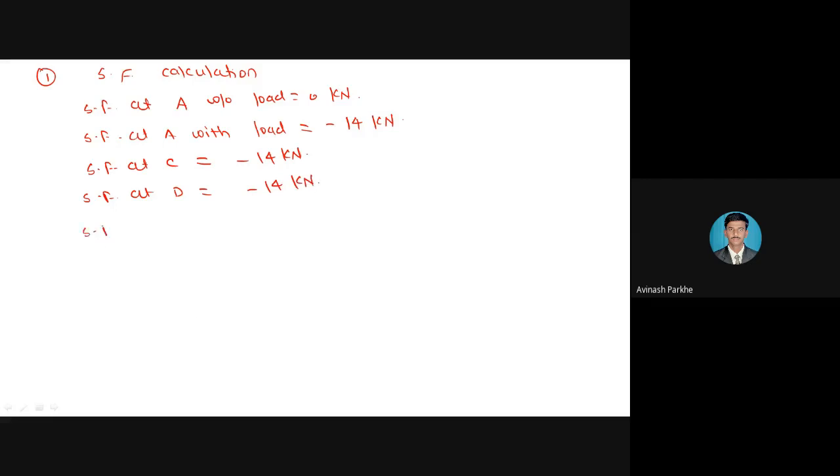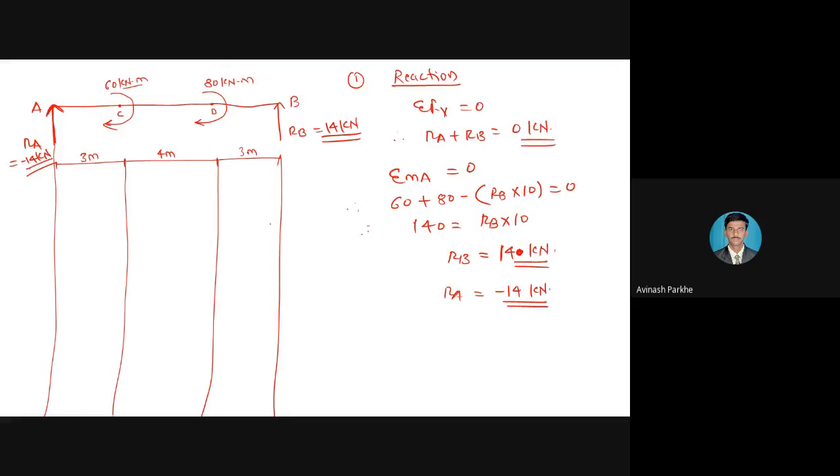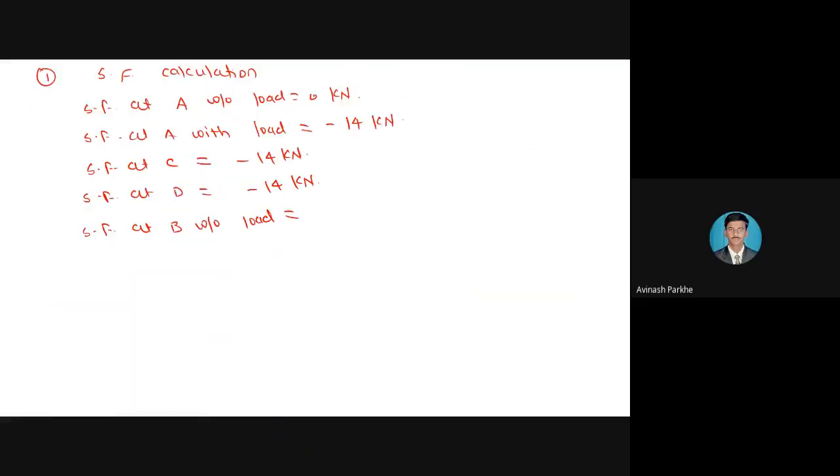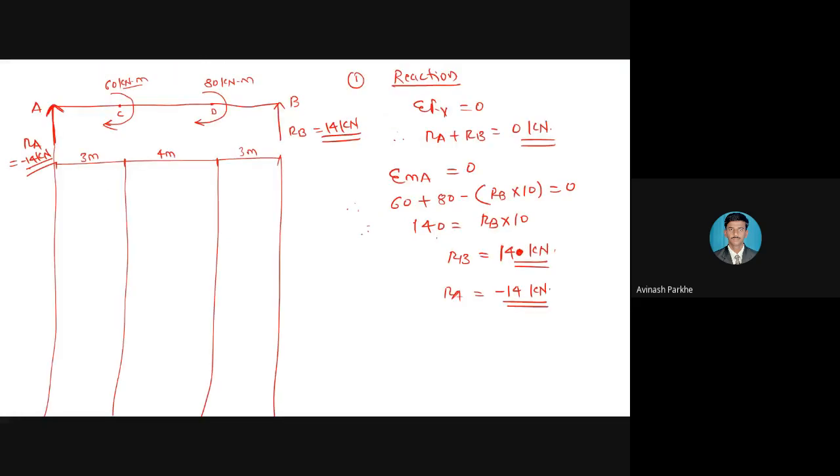And the last point, SF at B. Here we have to take without load. Again, how many forces are present to the left side of the point B without load? 1. Again, one force, again minus 14 kilonewton. And last, SF at B with load: minus 14, RB is 14, is equal to 0. Therefore, at the start, 0 kilonewton is there, at the end, 0 kilonewton is there. So your middle calculation will be correct. Now draw the SFD immediately.